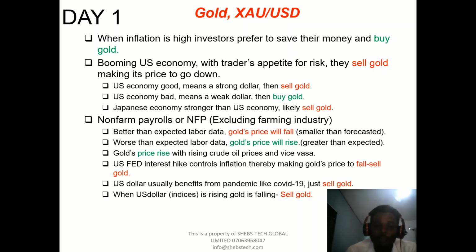US economy good, means US dollar appreciates. You sell gold. US economy is bad, it means a weak US dollar, then you buy gold. Whenever Japanese economy is stronger than US economy, what do you do? You buy gold. You don't sell gold, you buy gold.